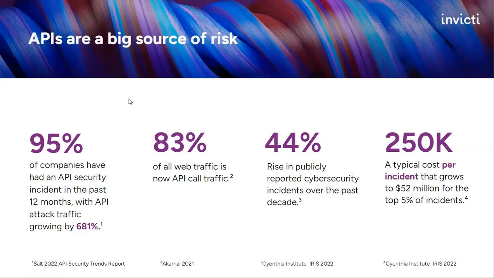So a few more stats here, if you aren't quite a believer yet. In this case, we'll look at some stats that have a risk lens on them. I think the first stat really says it: 95% of all companies have had an API security incident in the last year. And API attack traffic has jumped by almost 700%. Very, very significant there alone.